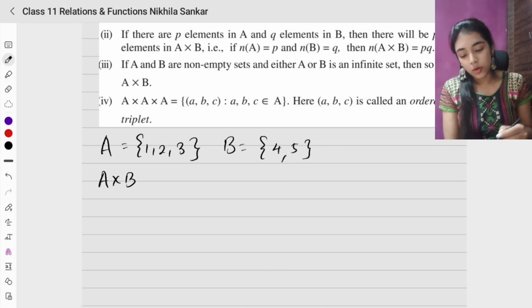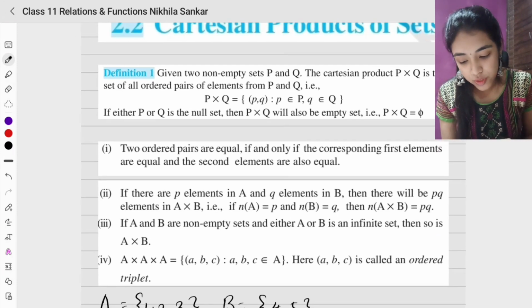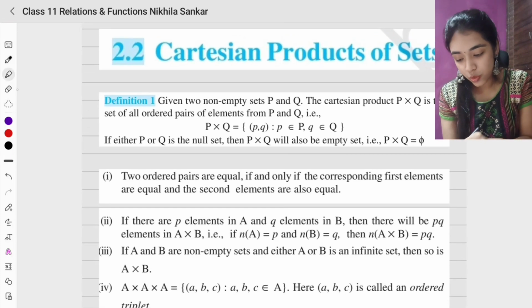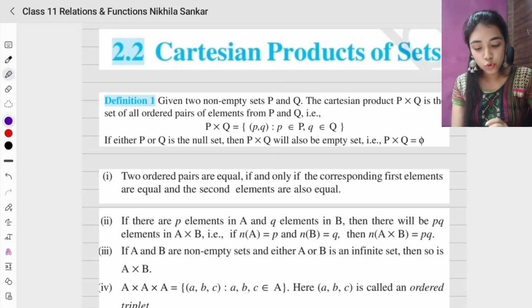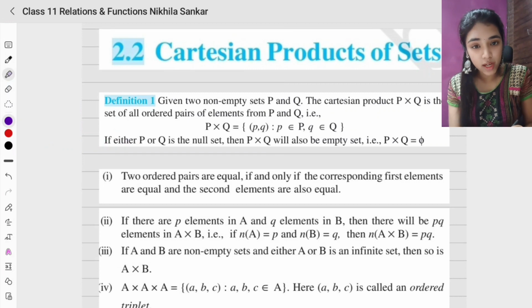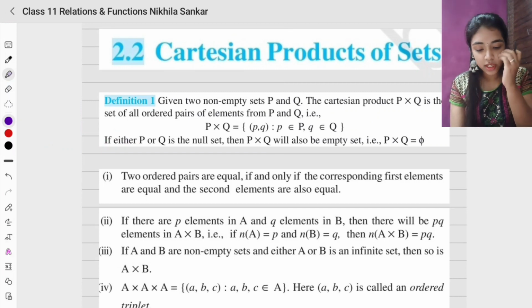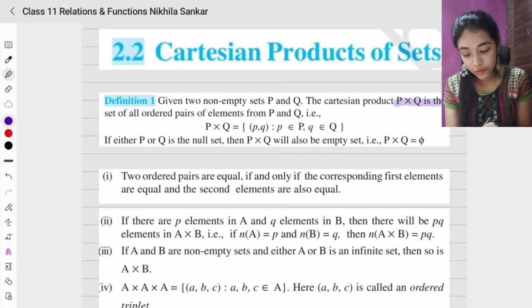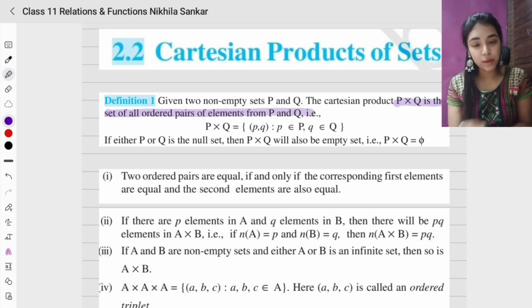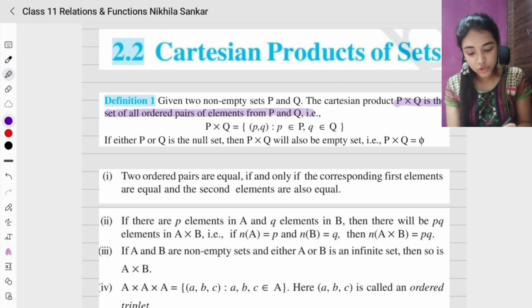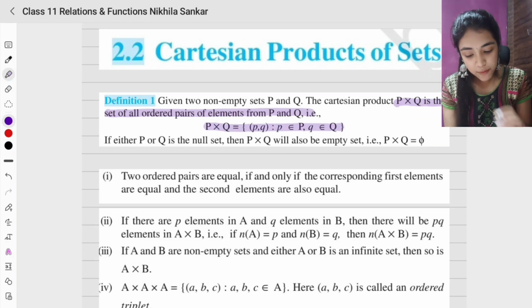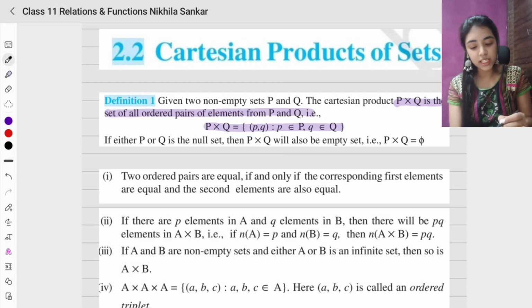Okay, so now what is A cross B? We have a few parameters here. Definition 1 says that given two non-empty sets P and Q, non-empty meaning they are not empty, they have some element inside them, the Cartesian product P cross Q is the set of all ordered pairs of elements from P and Q, such that P cross Q is (p, q) where p belongs to P and q belongs to Q.